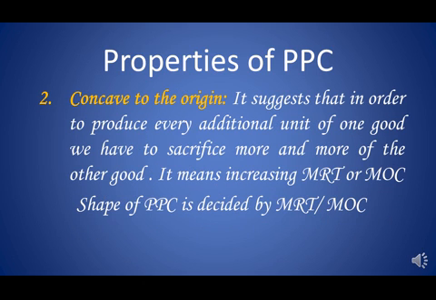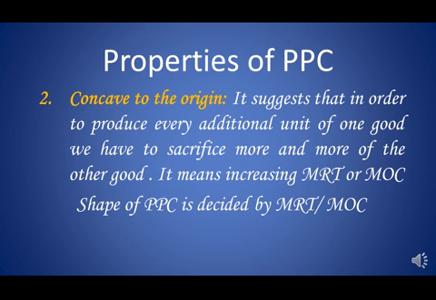Second property of PPC is that PPC is concave to the origin. It suggests that in order to produce every additional unit of one good, we have to sacrifice more and more of the other good. It means increasing MRT or MOC. Now it is the MRT, that is marginal rate of transformation, or MOC, marginal opportunity cost, that will decide what will be the shape of production possibility curve.